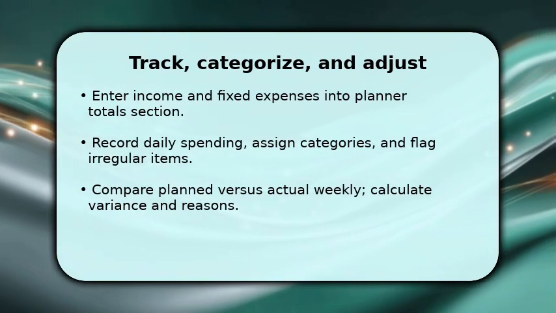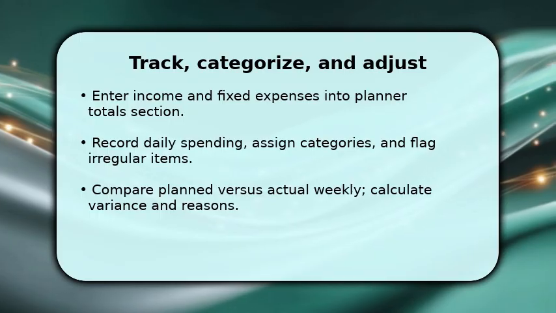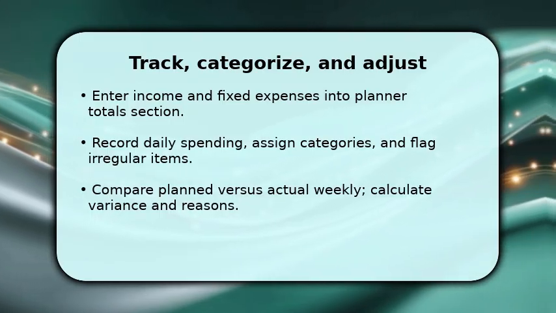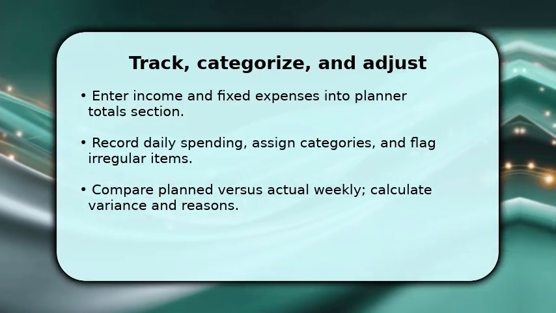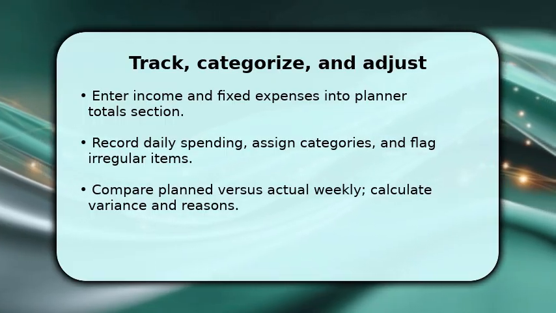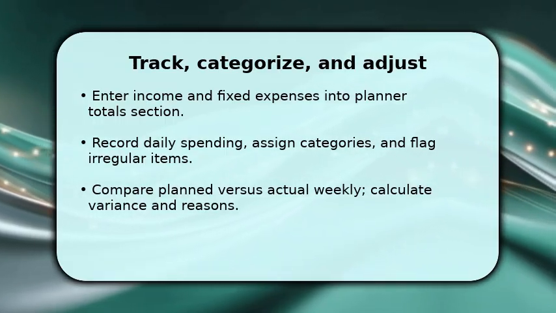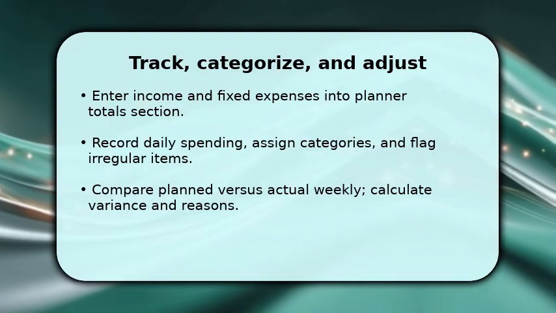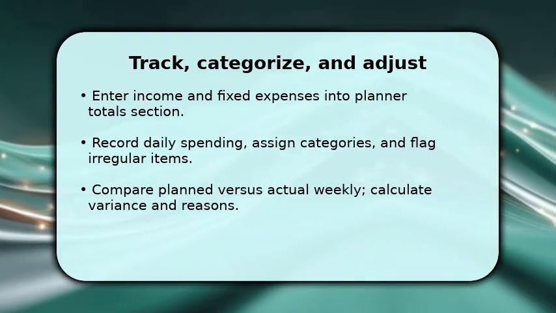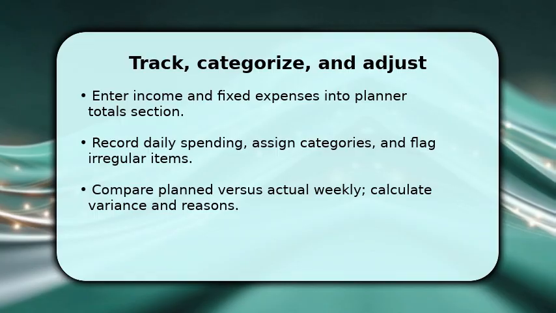As you spend, record transactions daily and assign each to a category. This creates reliable data. Once a week, compare planned versus actual totals and calculate variances. Percent differences and recurring surprises reveal leaks. Make adjustments to category limits or payment dates to smooth cash flow and update upcoming bills.